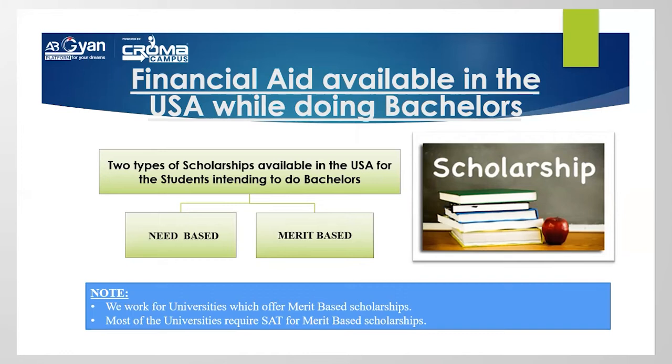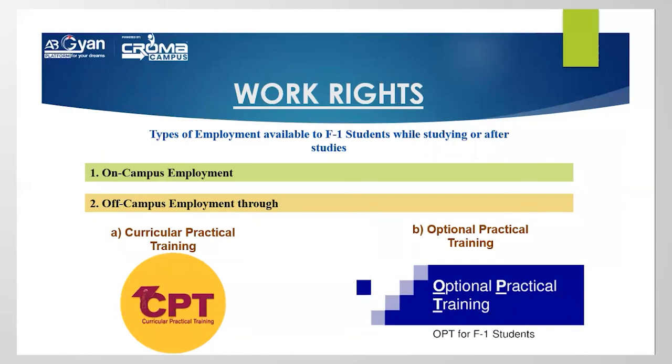But on merit based, while you are submitting the applications, there are some universities which ask for your scholarship essays and evaluate your academic profiles, and according to that they will provide you scholarships. We have students who have received scholarships of $10,000 per year as per their academic qualifications. We generally help with the merit based scholarships, but we can guide you on how you can get need based scholarships as well. Now let's move ahead to the next slide, work rights.